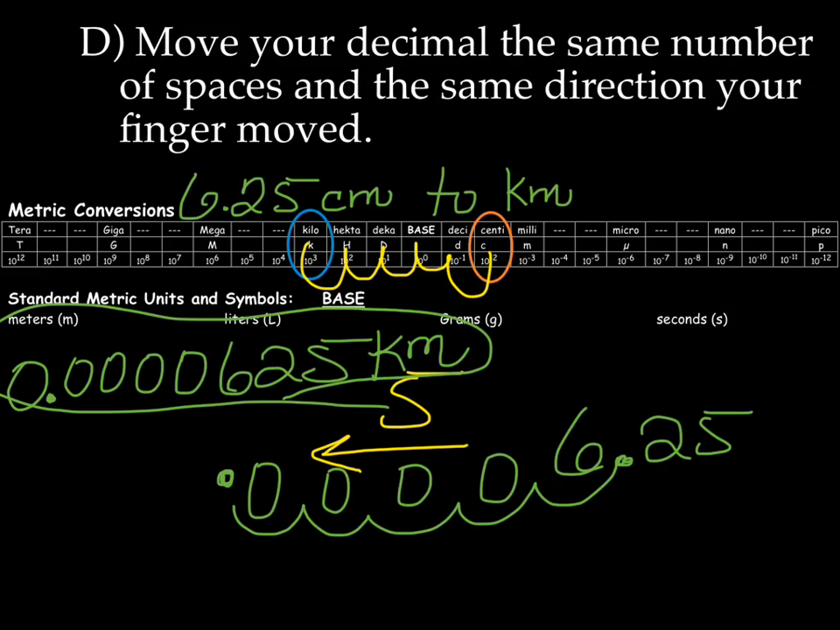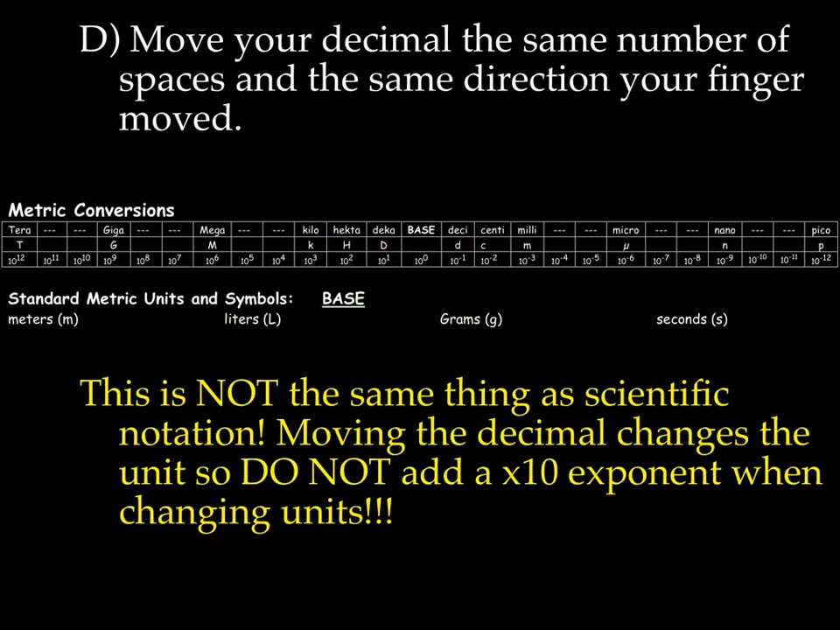Okay, that's actually it for how you can do metric conversions. But I want to make a really important point here, right down here at the bottom. We did move the decimal, which might feel like scientific notation. But in this case, we're not adding a times 10 exponent, because when we're moving the decimal, what we're changing is the unit. Okay, so keep that in mind. This is not the same thing as scientific notation.